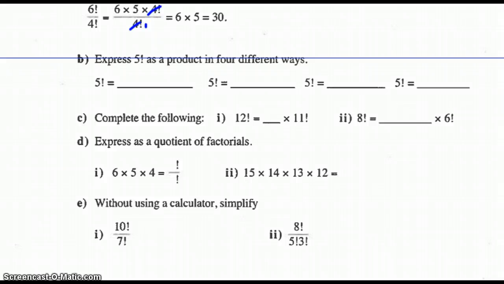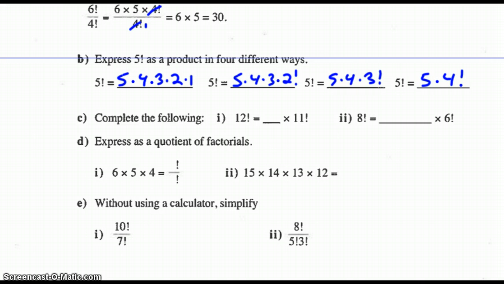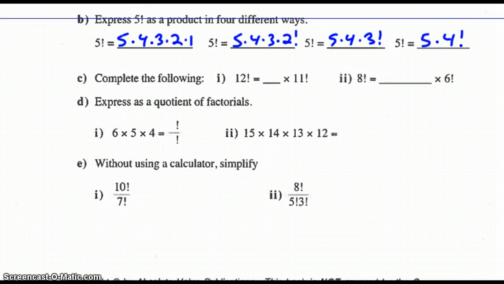So express 5 factorial as a product in 4 different ways. So 5 factorial is 5 times 4 times 3 times 2 times 1. Or it can be 5 times 4 times 3 times 2 factorial. Or 5 times 4 times 3 factorial. Or 5 times 4 factorial. They're all equivalent values.